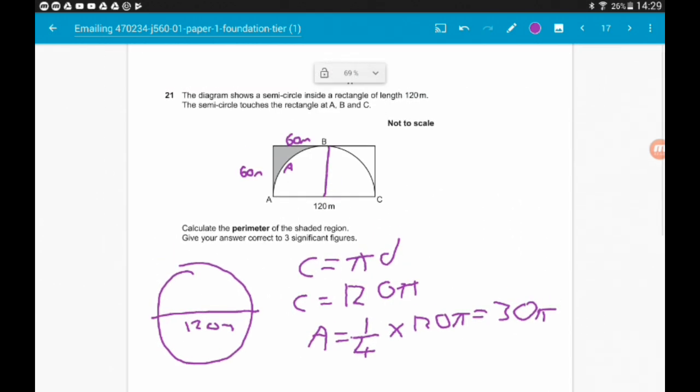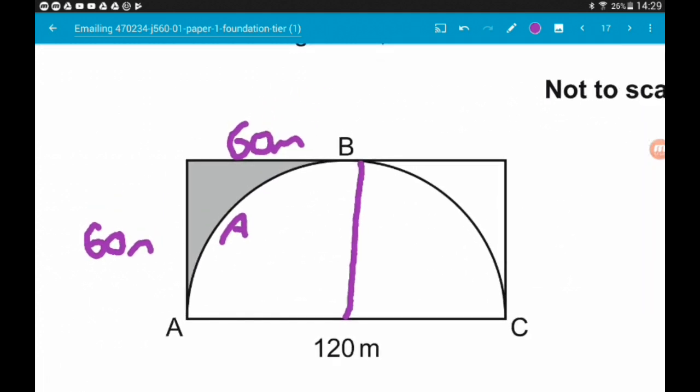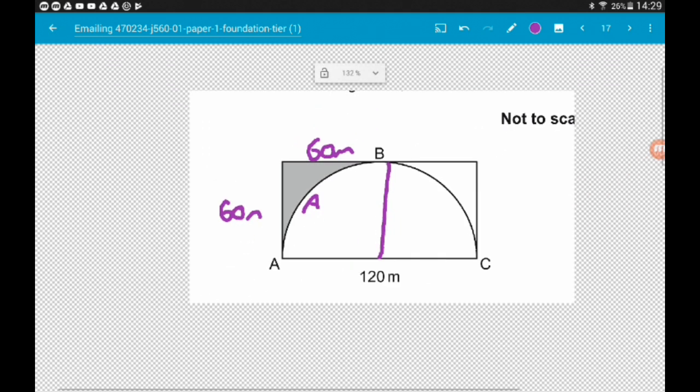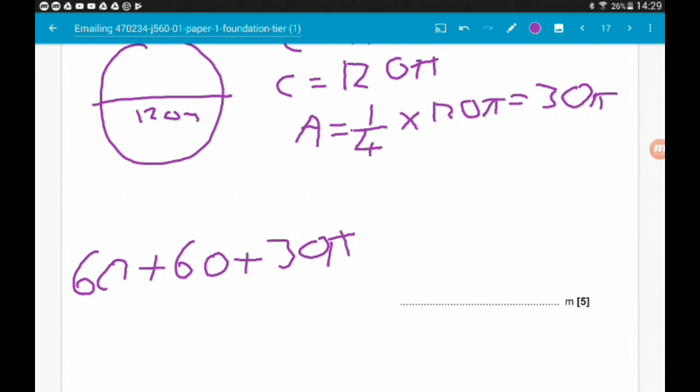So the perimeter that we want is 60, add 60, add 30 pi. Now if you chuck that in your calculator and we go to 3 significant figures as we want, we get 214 meters.